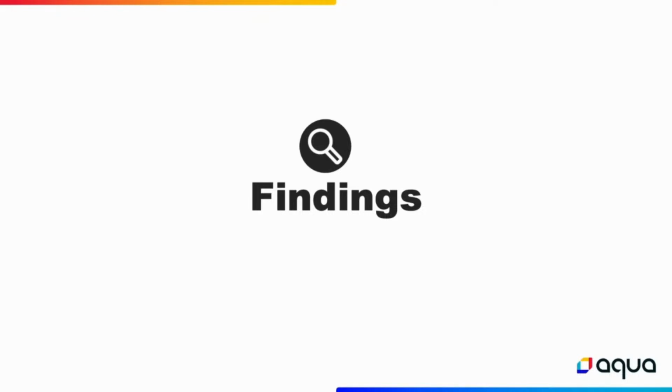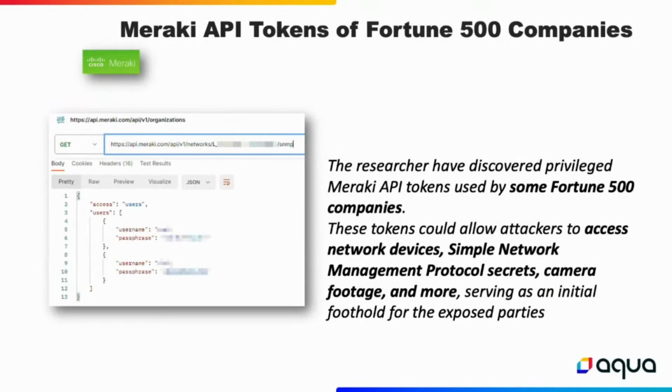So, let's see more interesting and severe findings that we discovered during this research, besides Mozilla. One critical token that we found was associated with Cisco. It was a privileged Meraki API token. A Meraki API token is highly sensitive because it grants access to network devices, enabling configuration and more. This token provided us access to network devices, SNMP secrets, camera footage, and more with several Fortune 500 companies. This could lead to a severe incident.